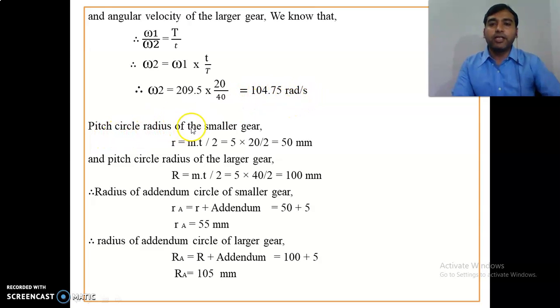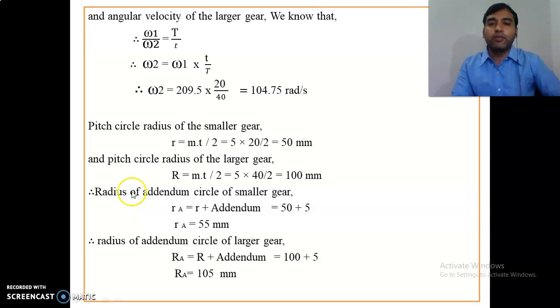Now find the pitch circle radius of the smaller gear. Having formula, r is equal to mt upon 2. It is regarding the smaller gear. So m module 5 into t number of teeth 20 upon 2. So having value 50 mm, the pitch circle radius. Similarly for the larger gear, it is denoted by capital R is equal to m into capital T upon 2. So 5 into 40 upon 2 is 100 mm. So capital R is 100 mm.